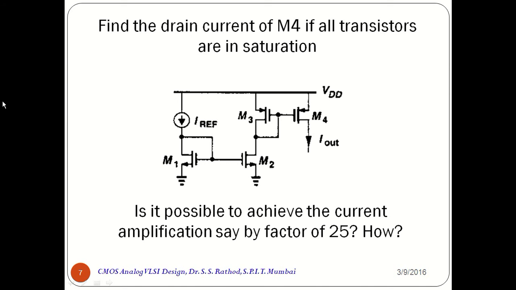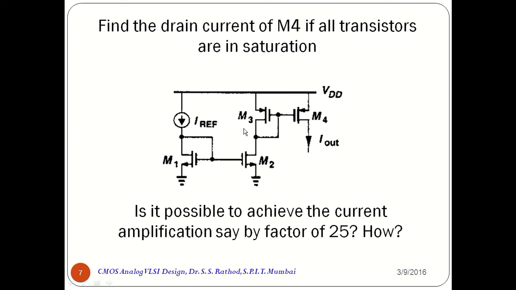So the question over here is, find the drain current of M4 if all transistors are in saturation. And next, is it possible to achieve the current amplification, say by a factor of 25? And if you say yes, how is it possible? So we have ID2, that is drain current of M2, equal to I reference times W by L of 2 by W by L of 1.